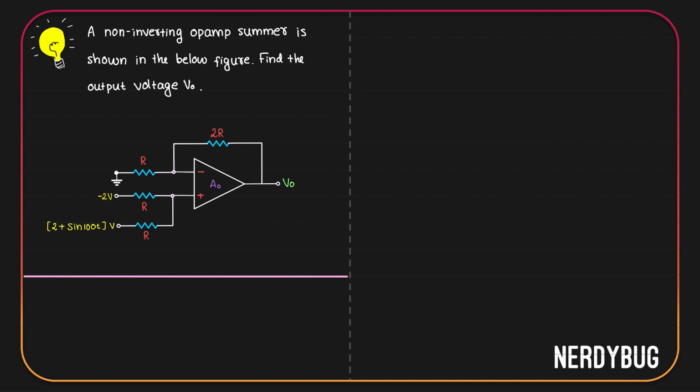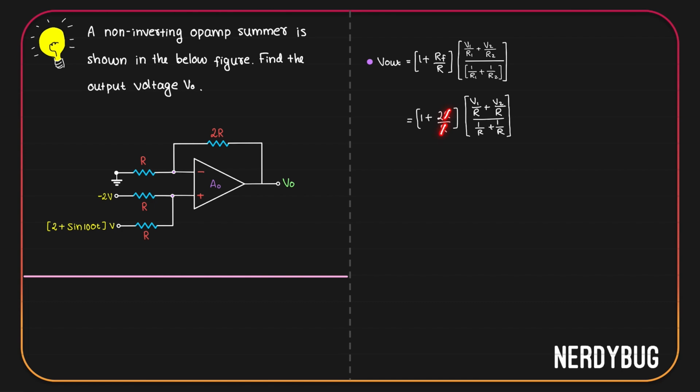Here again you can apply Kirchhoff's current law at this point and at this point, and later equate the voltages at these 2 points because of the virtual ground concept. Or you can remember that since this is a summer, output is given by this expression. RF, or the feedback resistance, here is 2R. R is R. R1 and R2 are also R. Then RF by R will become 2R by R. 1 by R1, 1 by R2 will become 1 by R. And the equation simplifies to this.